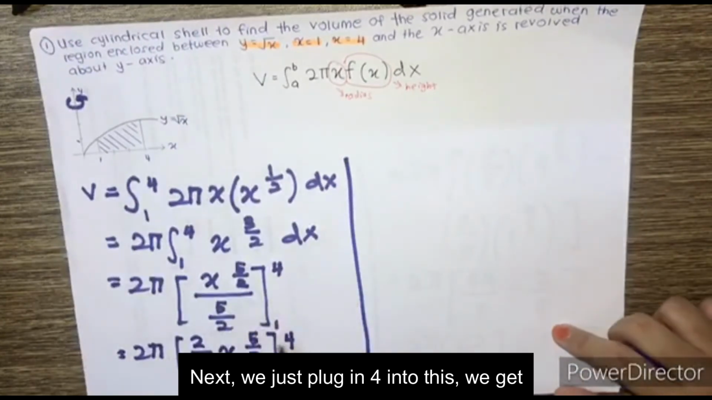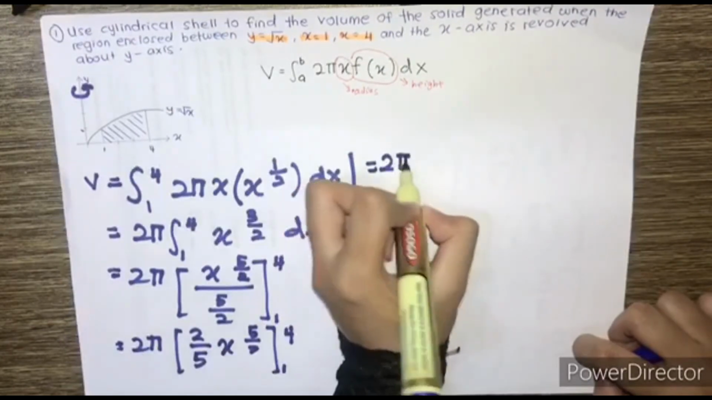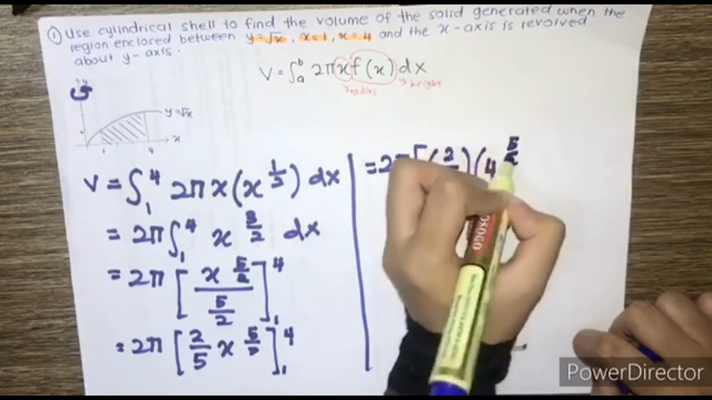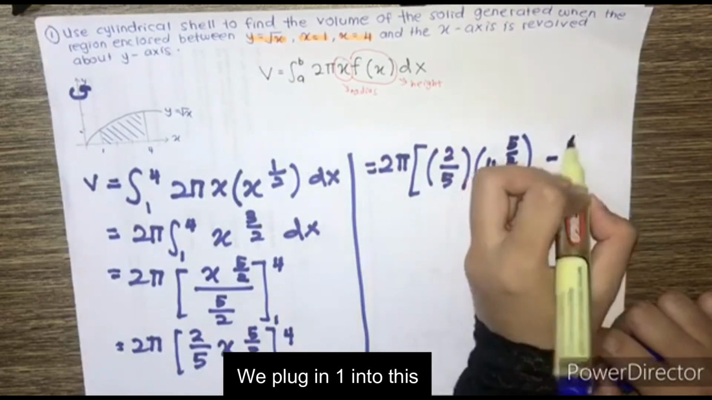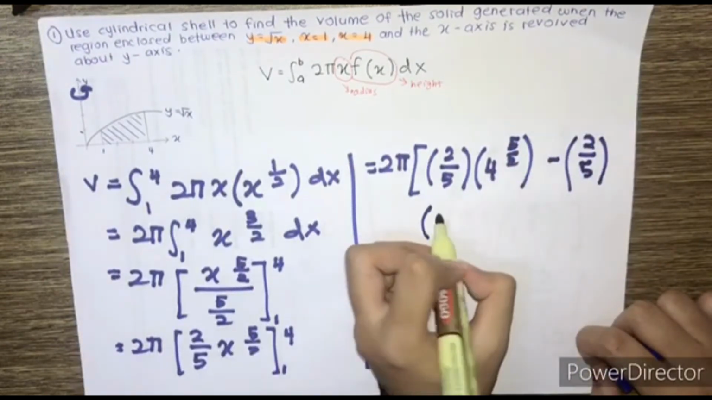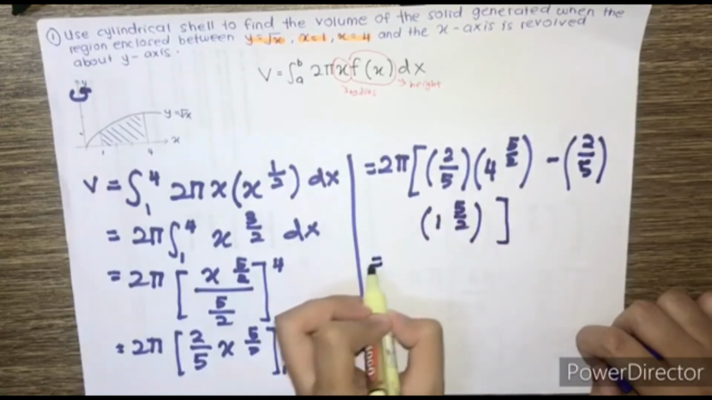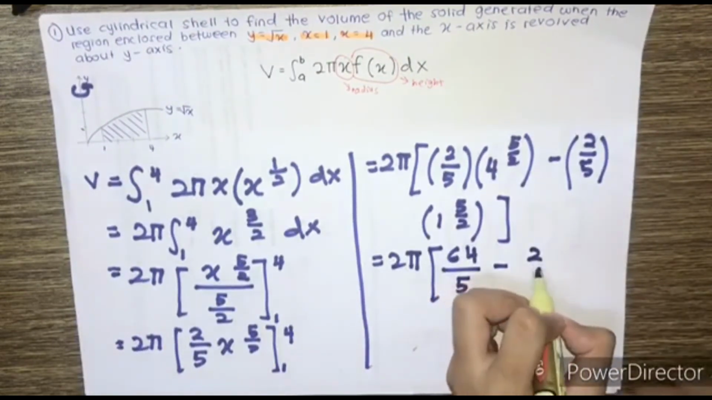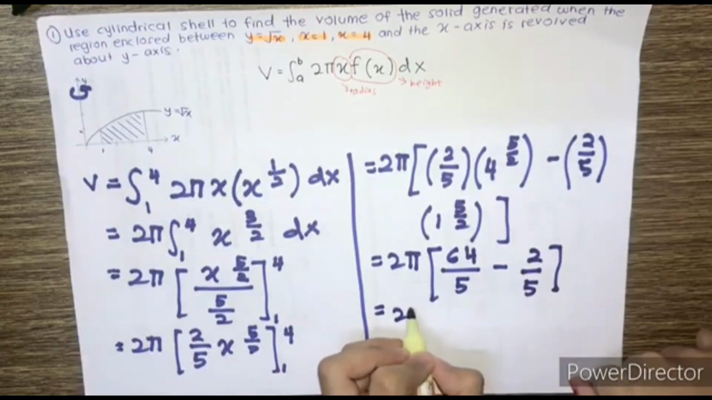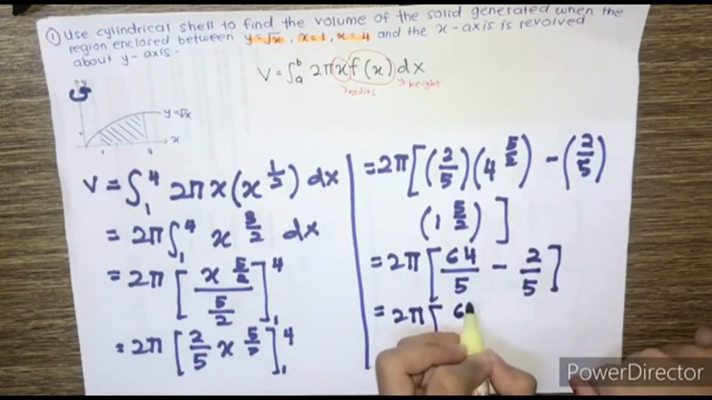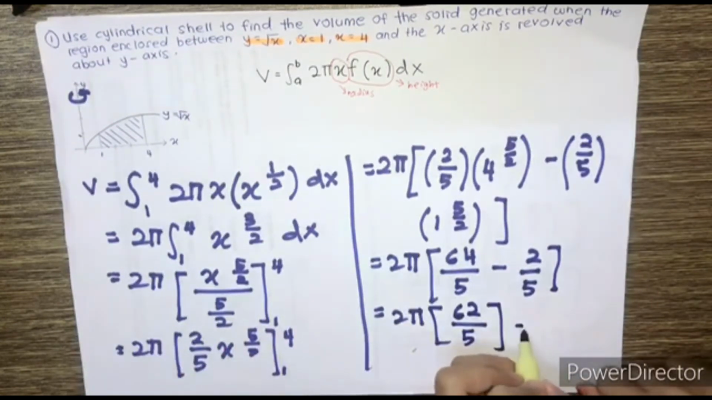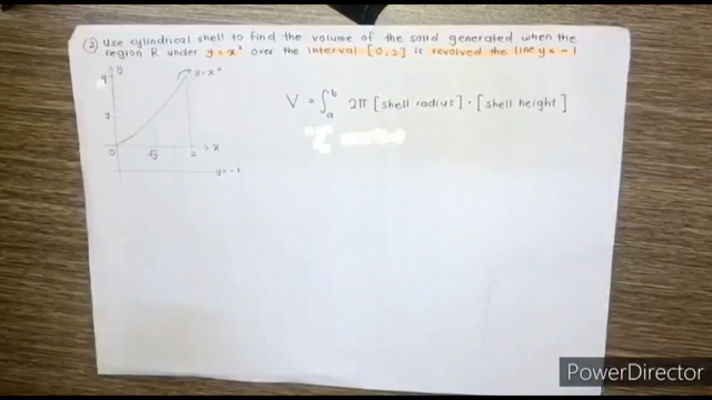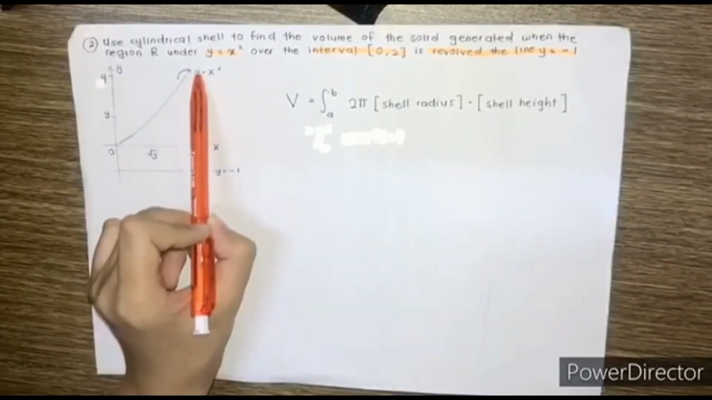Next, we just plug in 4 into this, we get 2 pi times 2 over 5 times 4 to the power of 5 over 2, minus, we plug in 1 into this, 2 over 5 times 1 to the power of 5 over 2. Then we will get 64 over 5 minus 2 over 5. We get 2 pi times 62 over 5, and our final answer is 124 pi over 5.